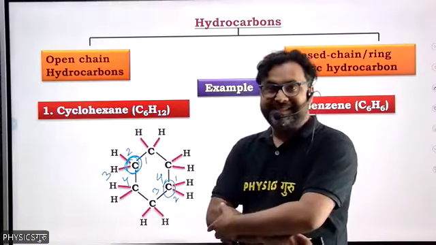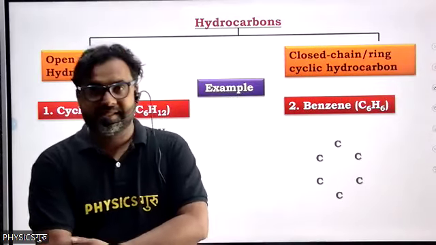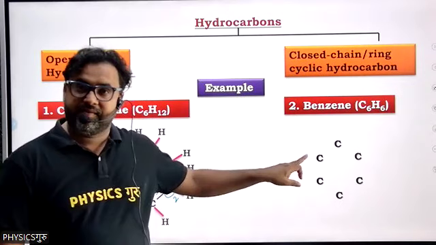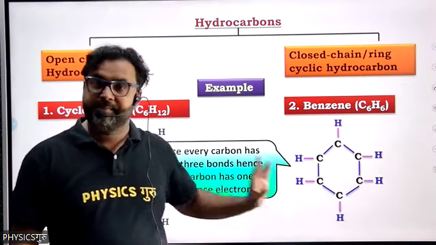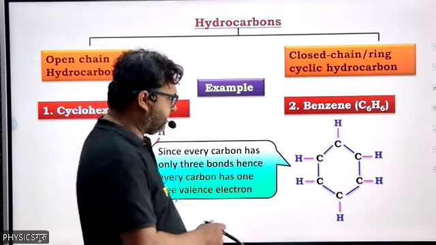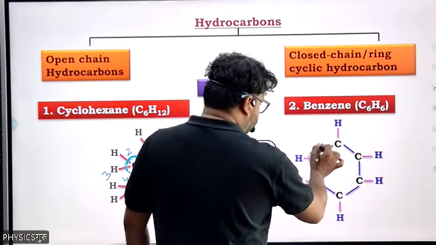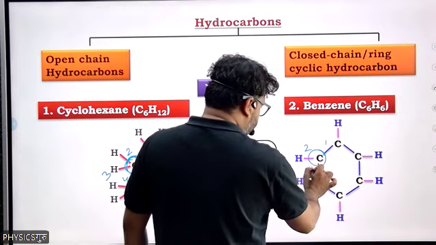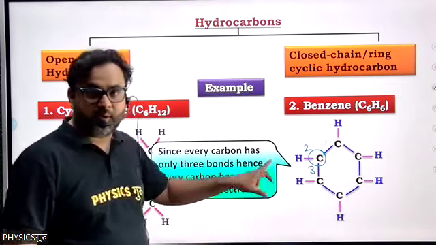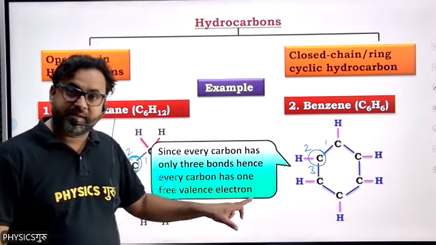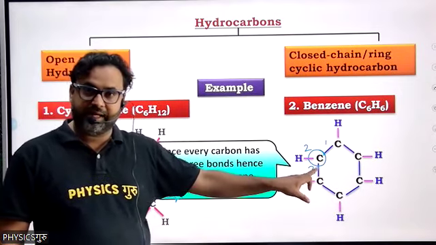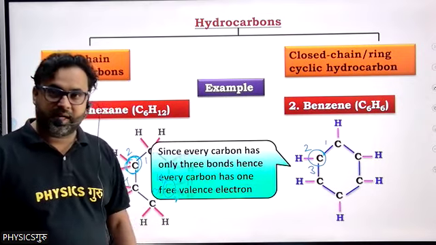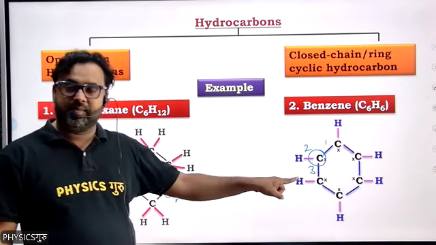Second example is benzene, that is C6H6. So we have 6 carbon and each carbon is supported by hydrogen. See, and if you observe this carbon, this carbon has basically 3 bonds. So 1, 2, 3. So we have 3 single bonds. That means there is one free electron that is present on the carbon. There is one free electron that is present on this carbon. So we have alternate double bonds.